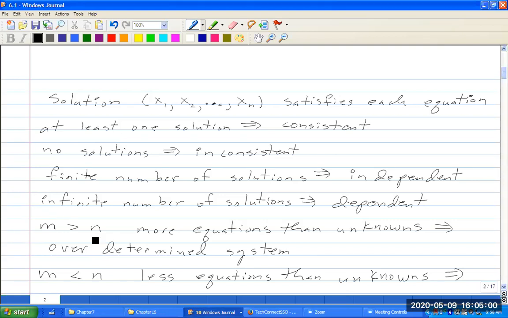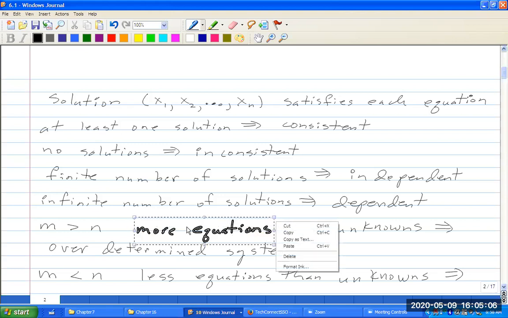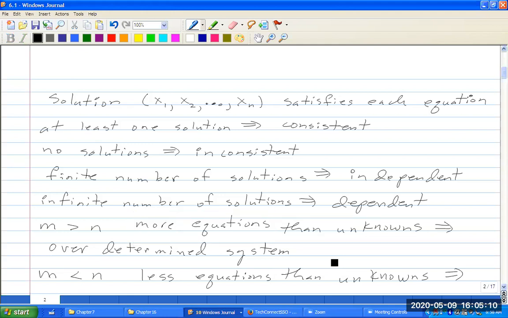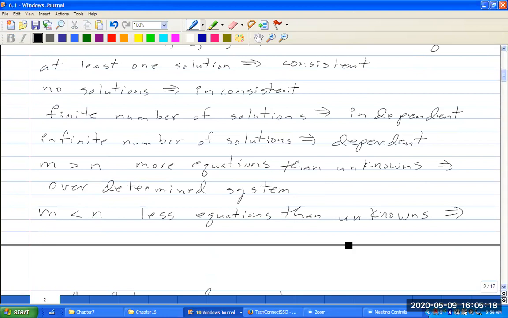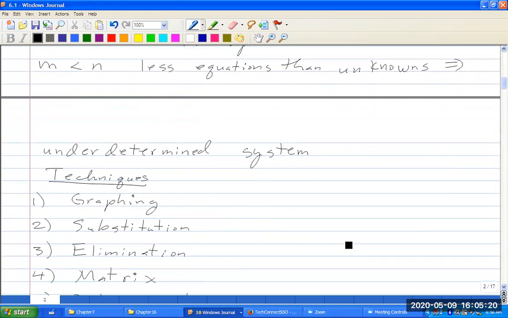If m is greater than n, meaning that there are more equations than unknowns, then we will call this an overdetermined system. If there are fewer equations, then we will call this an underdetermined system.